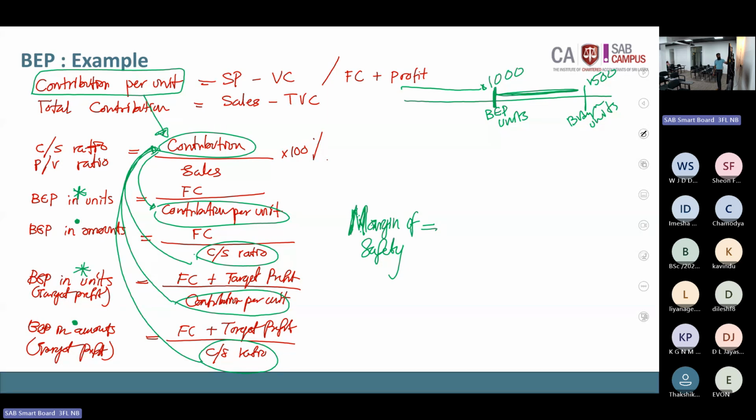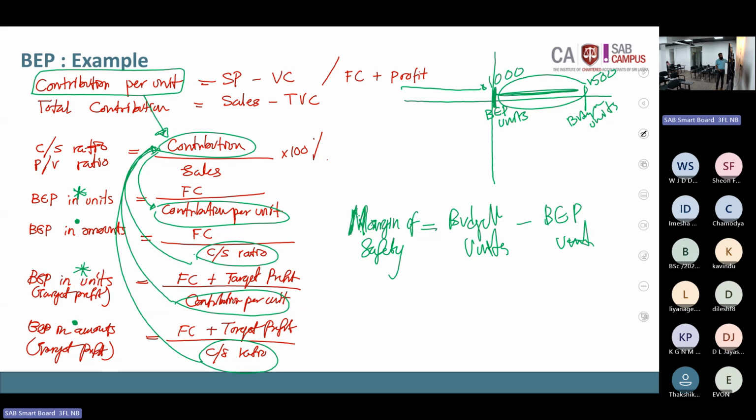Then apart from this point, this particular area, this is entirely what? It is entirely profit, nothing but profit. So the margin of safety means the entire profit of the organization. So here, the difference between the budgeted units and the break-even units.